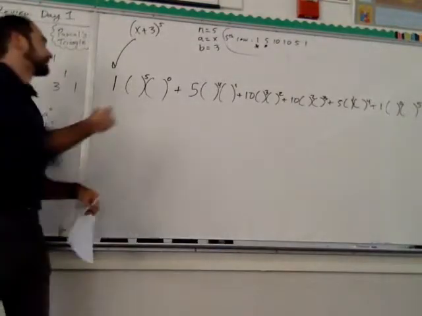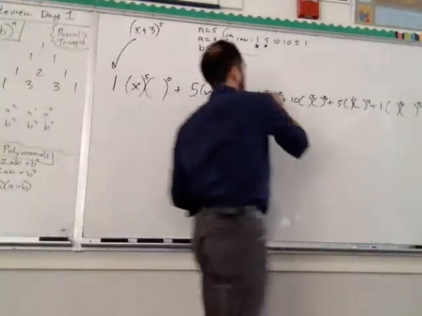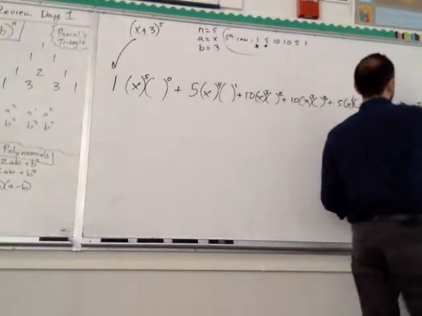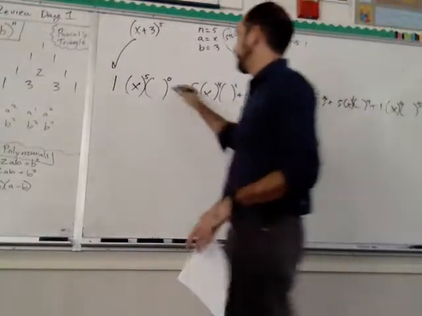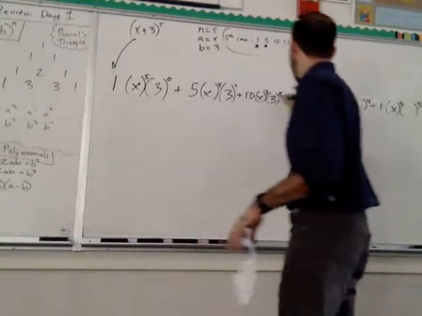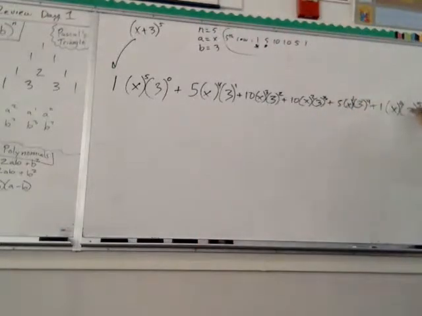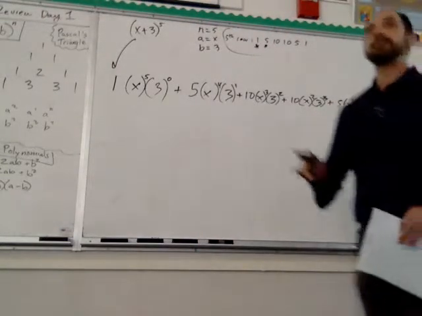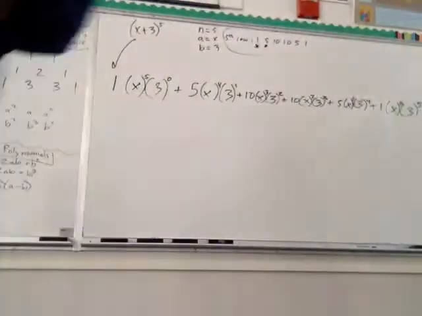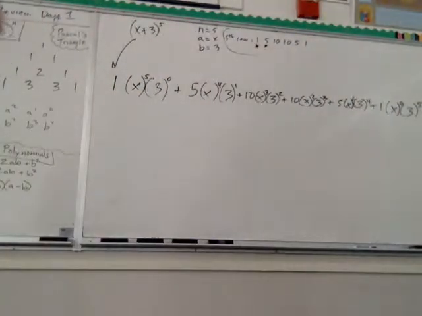All right, what should I put in for my a value? x, x, x, x, x. How about for my b value? 3, 3, 3, 3, 3, 3. Okay. Now, this is the part, it's kind of a lot of work just to get it to this point, but really, if you follow the method every time, it works.